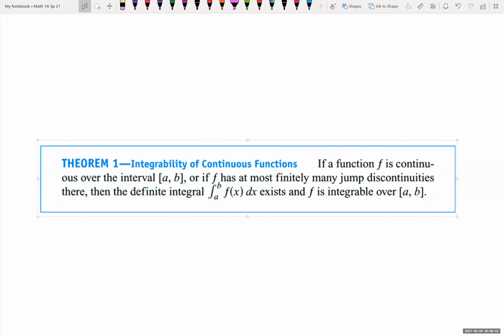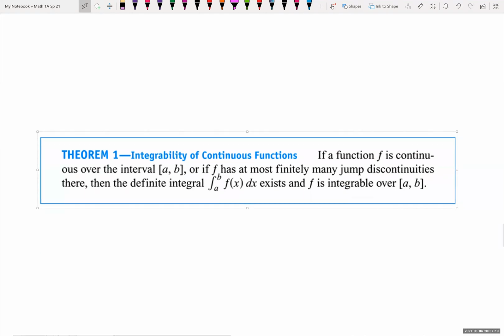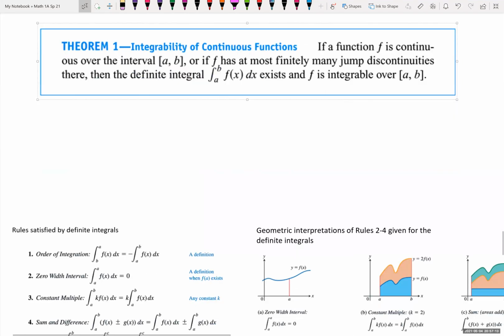Okay, so we have a theorem that says that if a function f is continuous over some interval [a, b], or if f has at most a finite number of jump discontinuities in that interval [a, b], then we can say that the definite integral from a to b of f of x dx exists, and f is integrable over that interval [a, b]. We also have some rules that help us integrate.